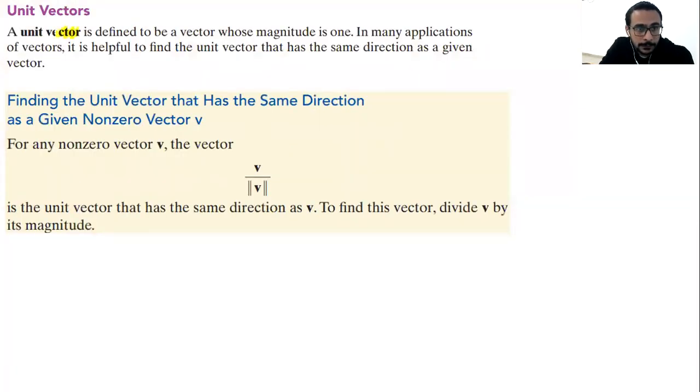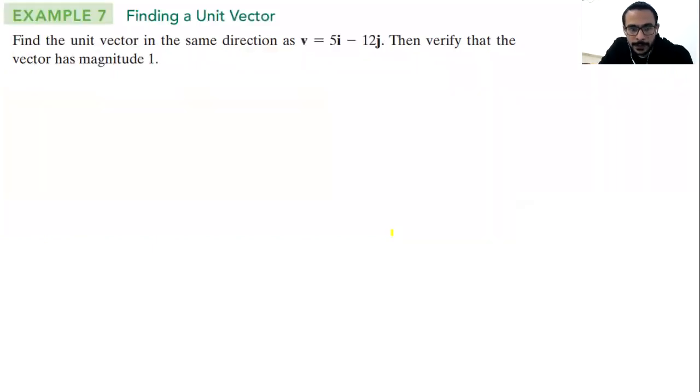Unit vector, and how to find the unit vector. A unit vector is a vector whose magnitude is what? 1. Whose magnitude is 1, in the same direction as v. Finding a unit vector by this formula, it's the vector itself over the magnitude of the vector. To find it, divide v by its magnitude.